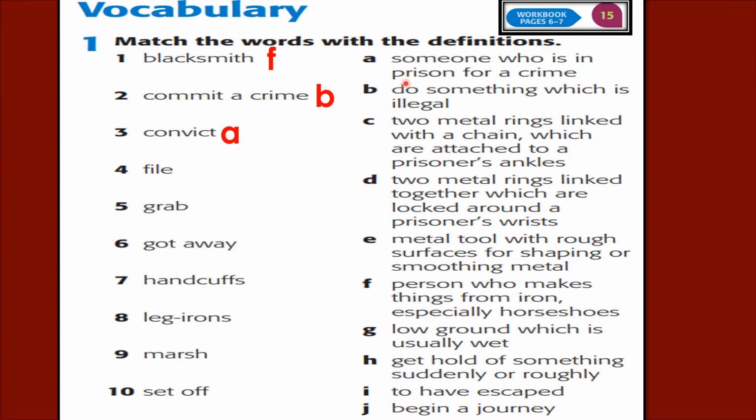A. Someone who is in prison for a crime. File will be E. Metal tool with rough surfaces for shaving or smoothing metal.